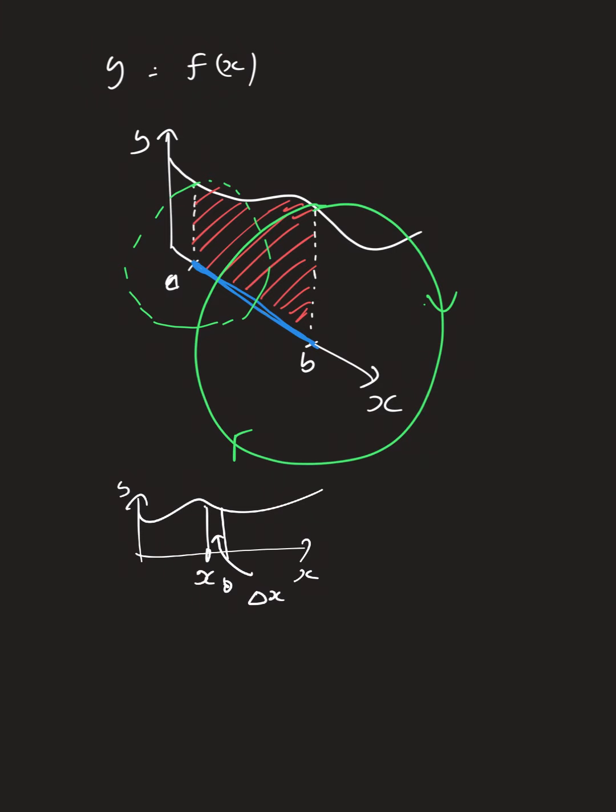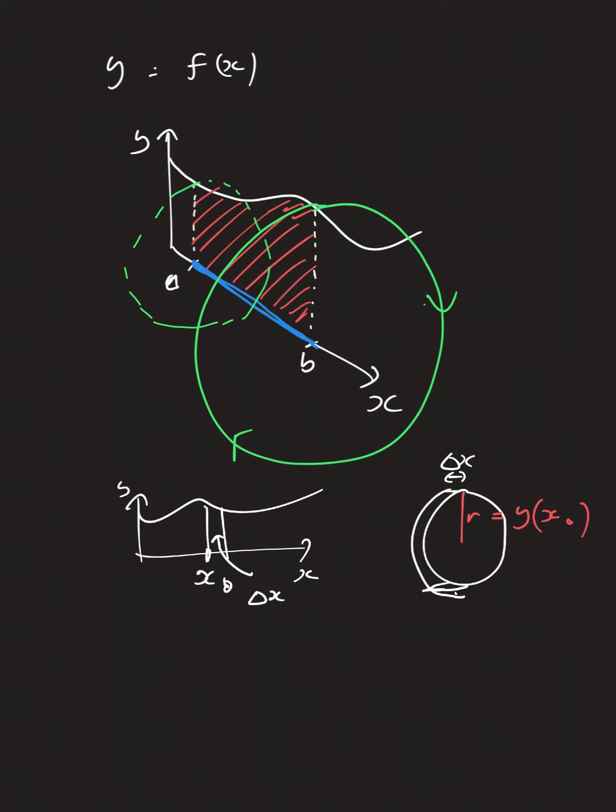Now if you make delta x small enough, then your y value doesn't change very much from x0 up to x0 plus delta x. And so the volume of that little piece is going to be like the volume of a cylinder. A cylinder whose radius is y and whose thickness is delta x. So the thickness of this thing is delta x, and the radius is equal to y at that point, y of x0 in particular.